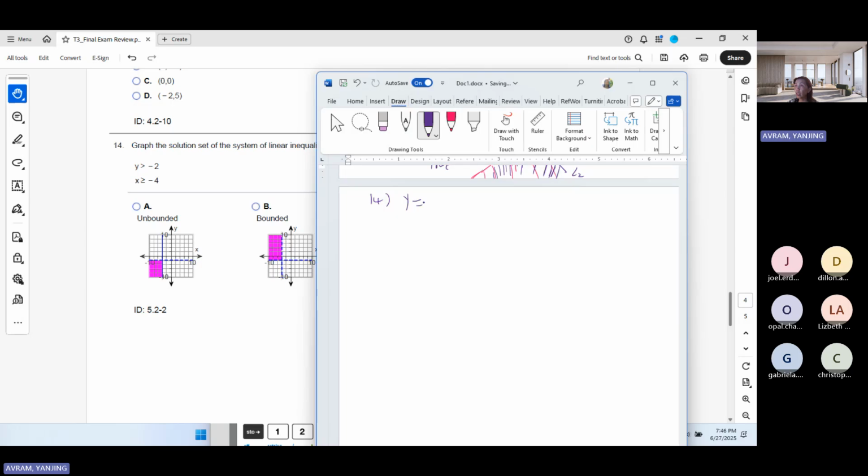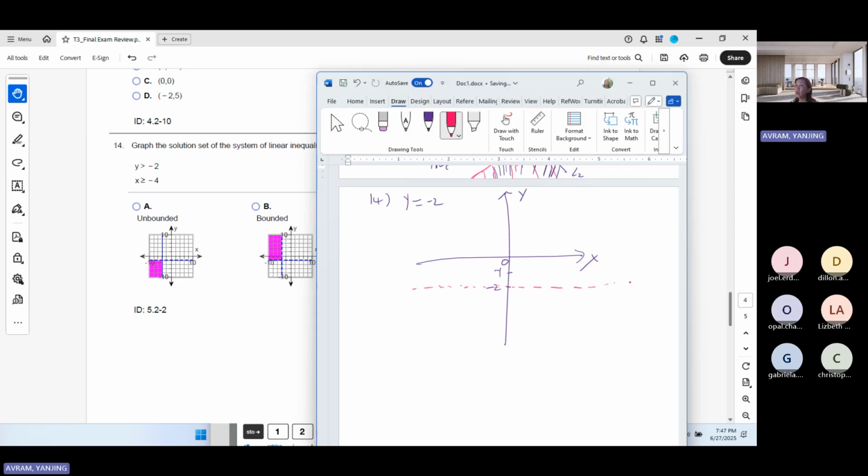I graph y equal to -2 first. Remember, if you want to graph the inequality, you always graph the equal sign first, and then check which part is the solution. So y equal to -2, this is -1, -2. You don't have an x term, so this is a horizontal line, right? I don't have an equal sign here, so I have to use a dotted line. Remember, we said earlier, don't have an equal sign, so this needs to be a dotted line.